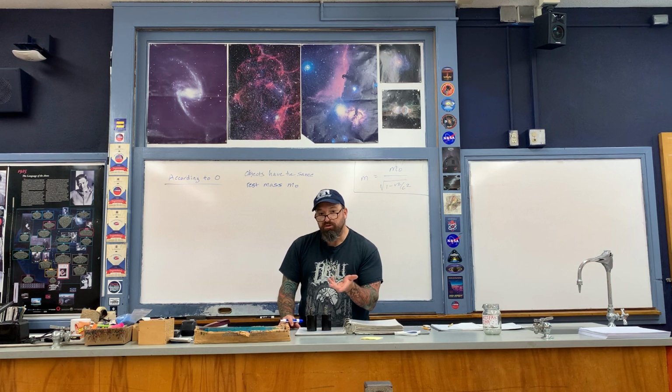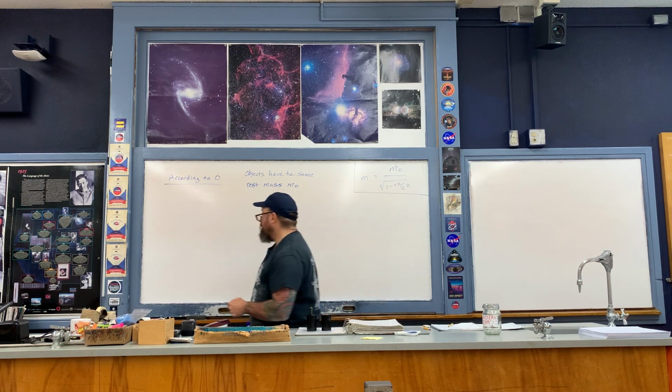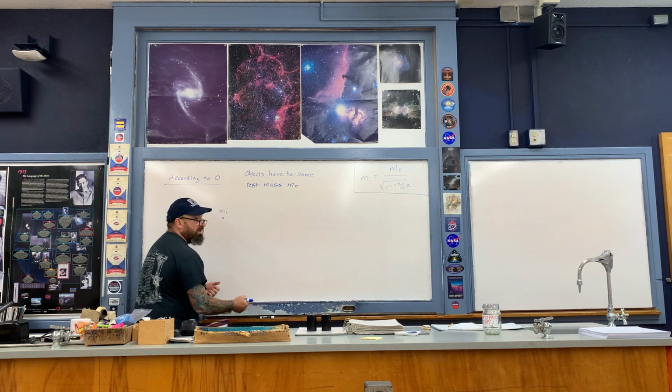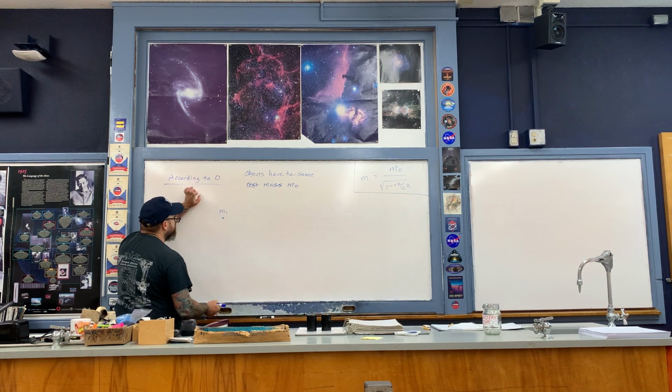So then therefore, let's picture the situation in the following manner. All right, the first object now, I'm going to call M1, where M1 is the relativistic mass of this object with respect to this observer.